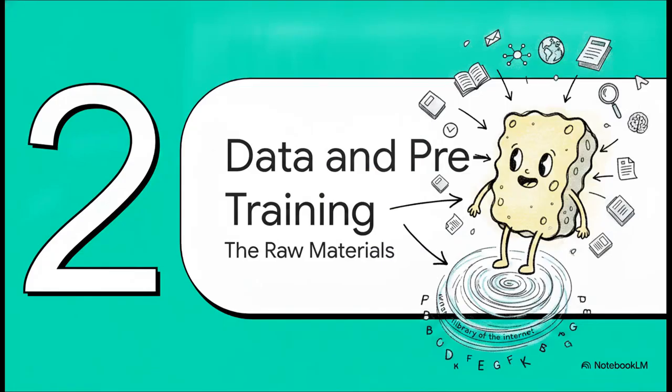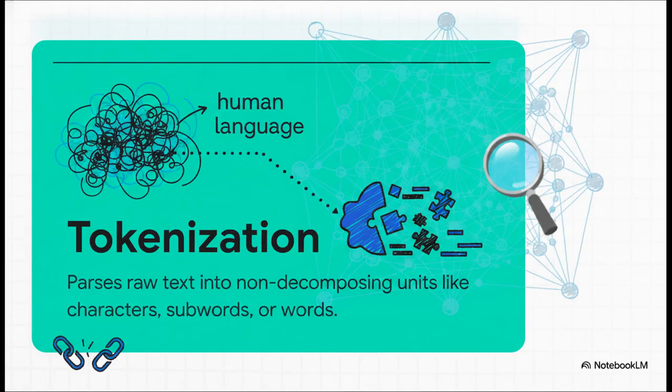Moving right along to Section 2, Foundations. This is all about data and pre-training, the raw materials. Okay, so the absolutely crucial point here is that before an AI can read anything, it has to translate our human language into something it can process. It literally slices our chaotic, messy human words into mathematical puzzle pieces called tokens. Now, whether it's characters, subwords using byte pair encoding, or whole words, these tokens are the fundamental raw materials. Because without clean, well-processed tokens, the entire language model, no matter how massive it is, just completely falls apart.